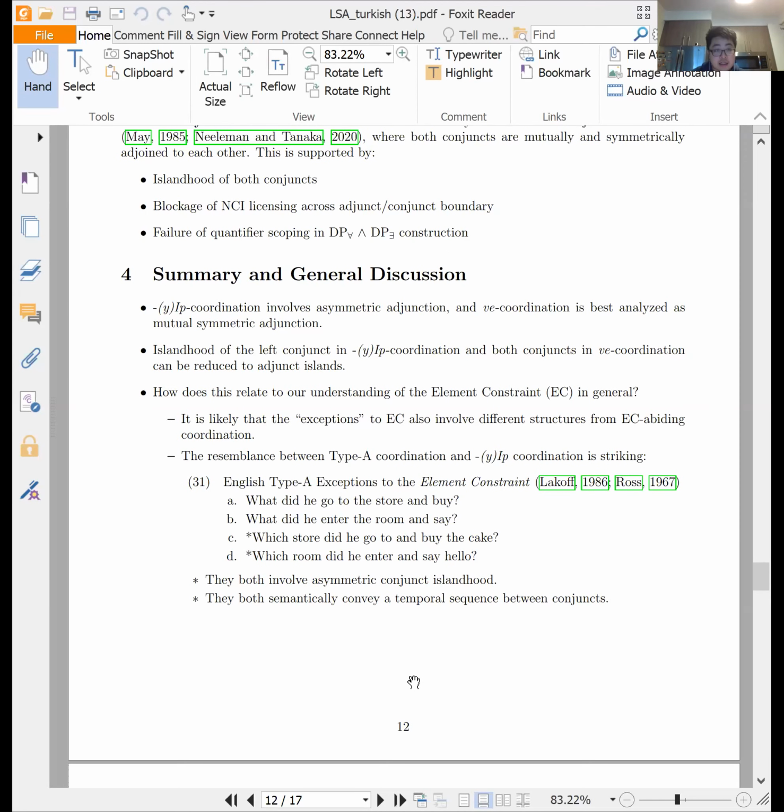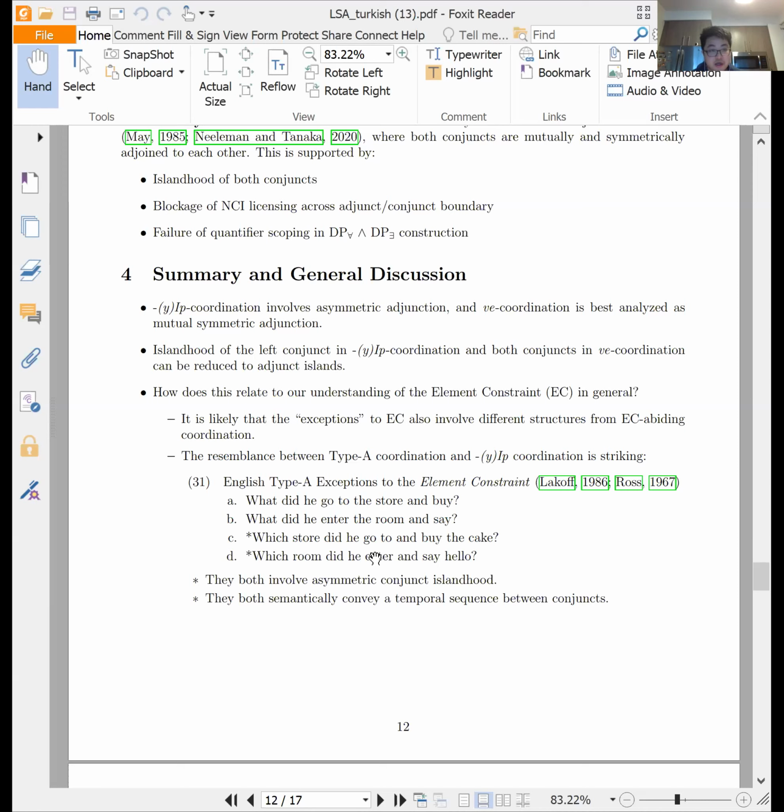It is likely that exceptions to the element constraint also involve different structures from EC-abiding coordinations cross-linguistically, not only in Turkish. So there are quite a few exceptions to the element constraint attested cross-linguistically. And some of the English examples date back to Ross's dissertation. One famous example of element constraint exception is the so-called type A exception to the element constraint, based on the terminology by Lakoff, 86.